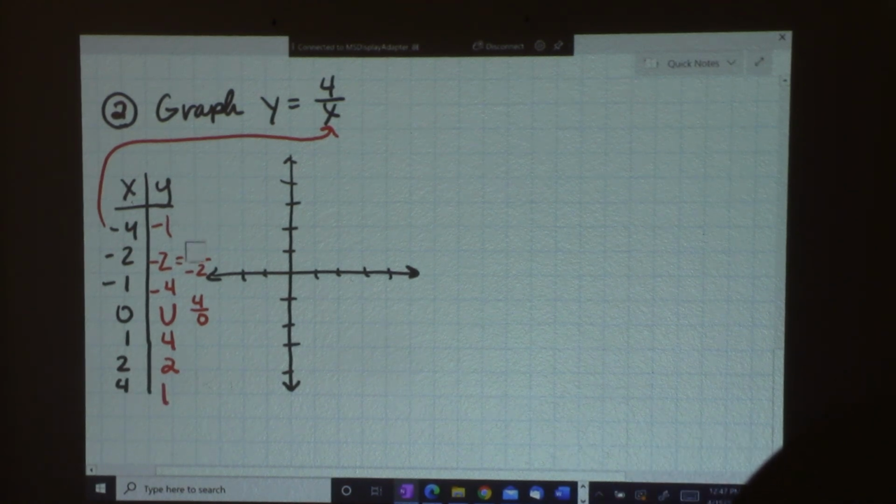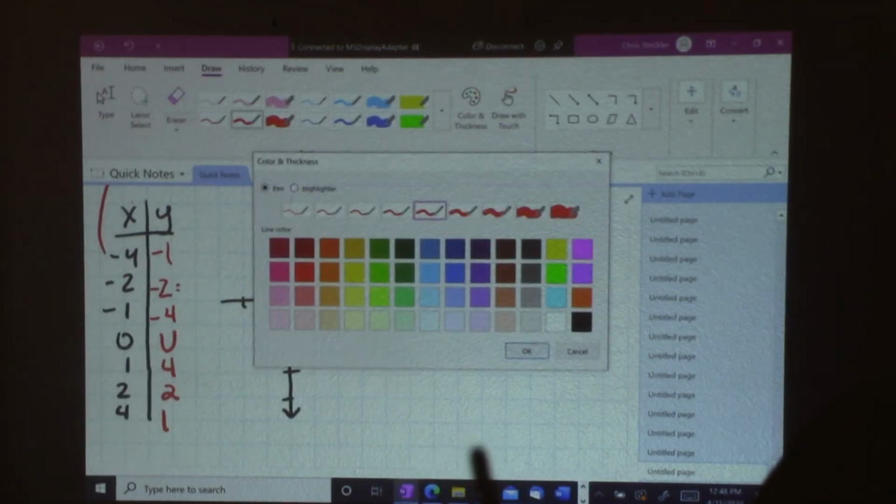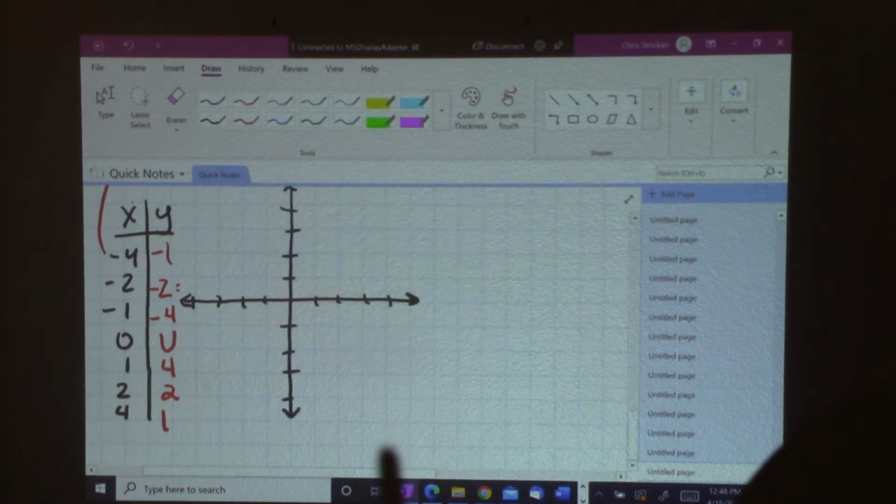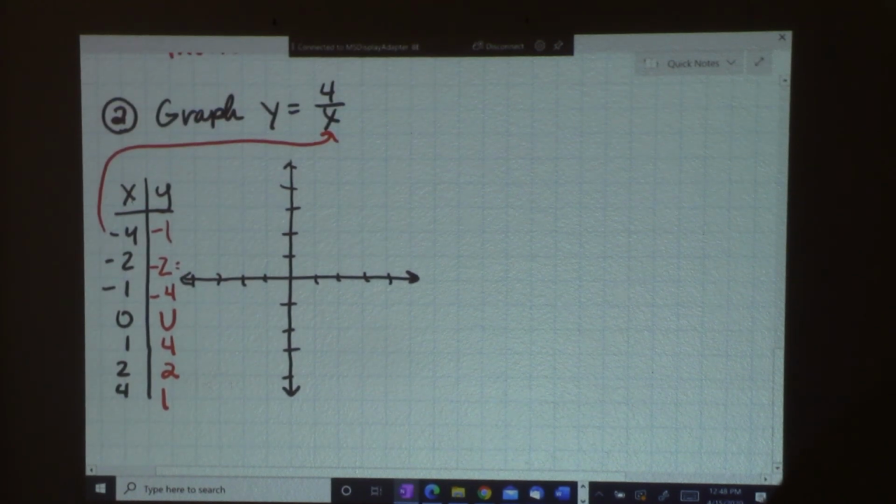Okay, now I'm going to erase these. And let's graph it. So I have negative 4 for x. Oh, I need to extend this a little bit. Okay. All right, so let's see. Negative 4, negative 1 is right here. Negative 2 is here. Negative 1, negative 4 is down here. Sorry, I made my table too close to my graph. But I wanted to have enough room over on the other side. Okay, so then I have 1, 4, 2, 2, and 4, 1. Okay, and this comes down like this. So there's my graph.